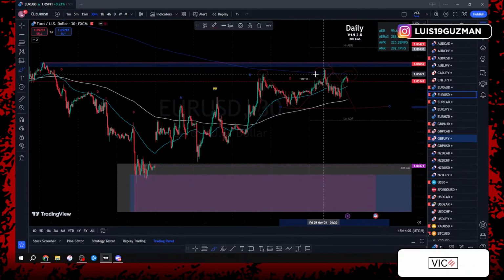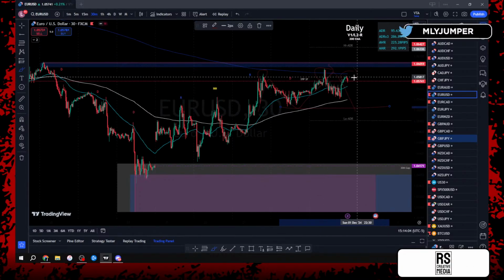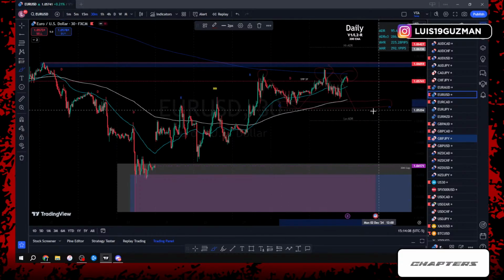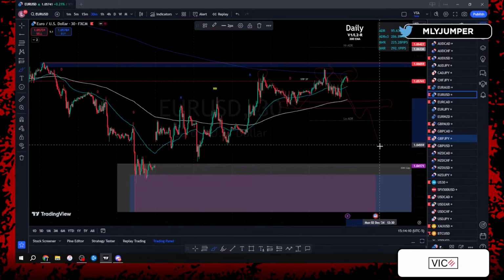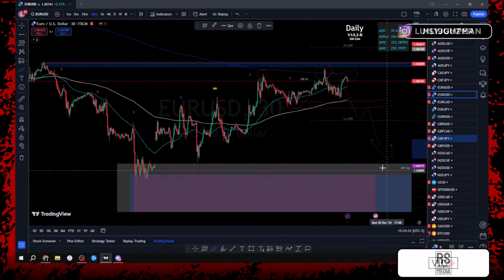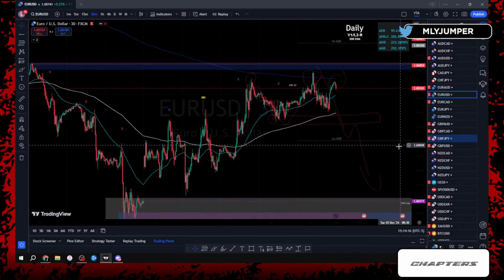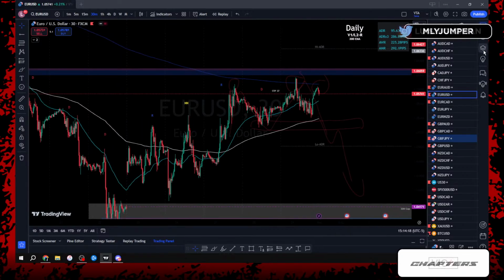This doesn't mean, oh, I'm getting in here because there's a triple top. No, wait for the confirmation. Once these lows are broken here, then you can start taking those trades. A little counter trend trade, just a little on both sides of the story, right? Giving you two pieces here.